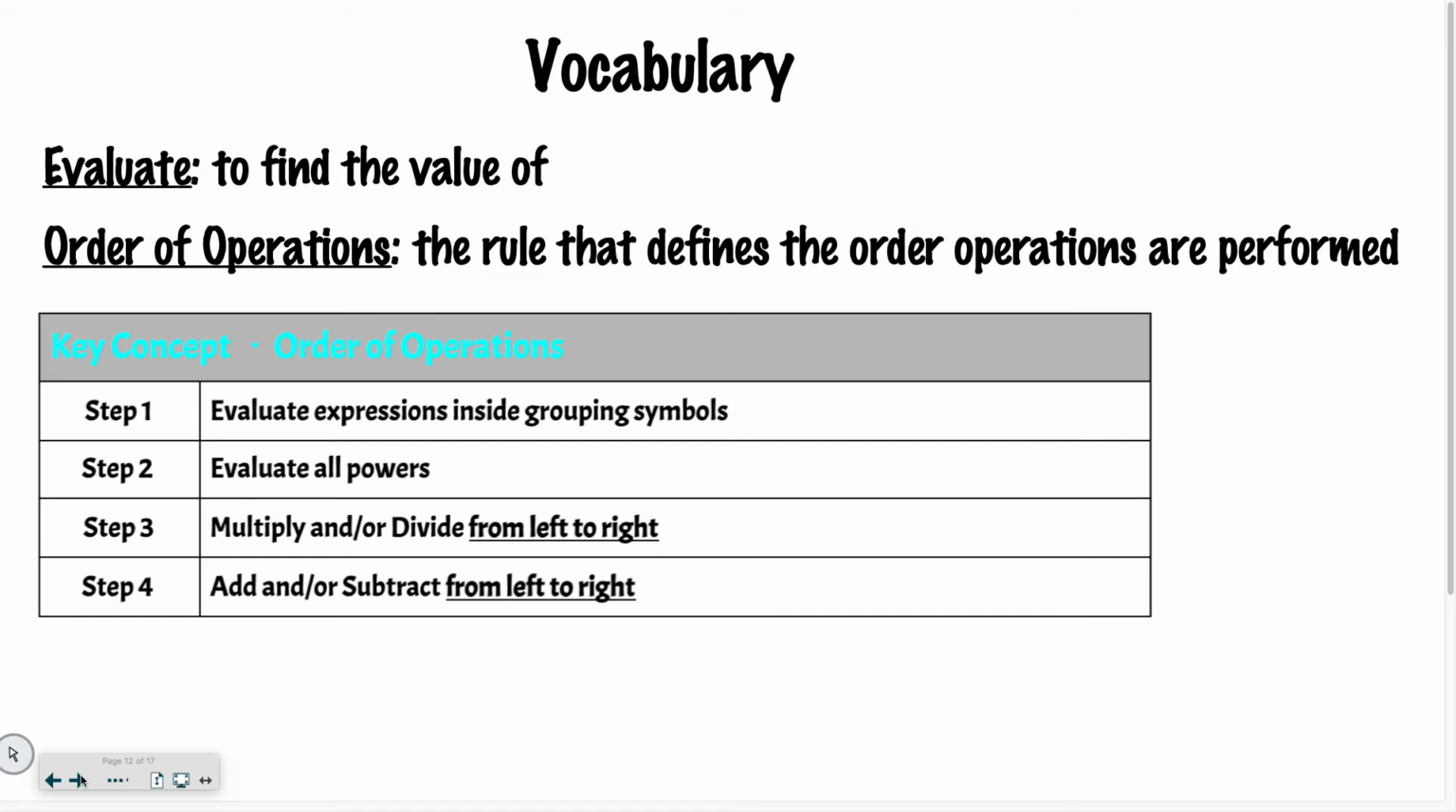You start with anything in the grouping symbols, so those parentheses. You do all of the powers, those exponents. And then you multiply or divide from left to right, and then you add and subtract from left to right. This is a good thing to take a screenshot of. If you are not going to write this down in your notes, I recommend taking a screenshot so you have it to reference while you do your homework.